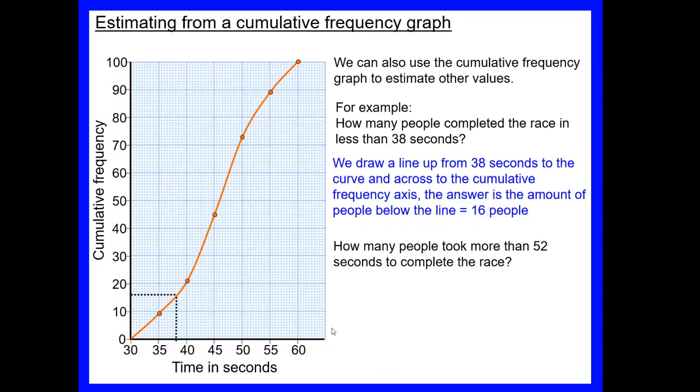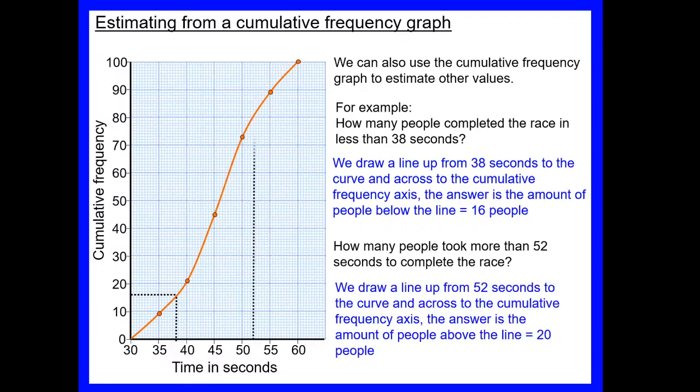Or we might be asked how many people took more than 52 seconds to complete the race. So 52 seconds then. We go up from 52 and across. Now you can see there that it says 80, but it's not 80 people who could hold their breath for more than 52 seconds. That would be less than. So we want to look at the people who held it for longer than 52 seconds. So that's above the line. So from 80 up to our maximum, which was 100 people, there is a difference of 20 people.